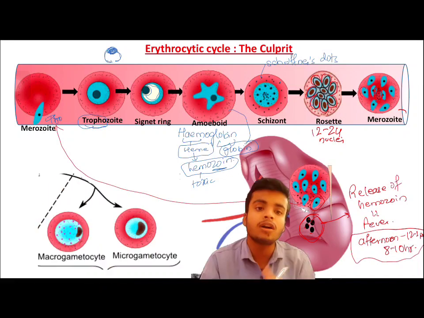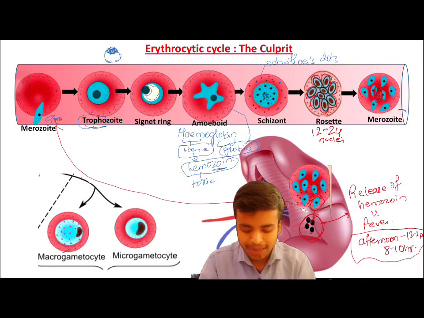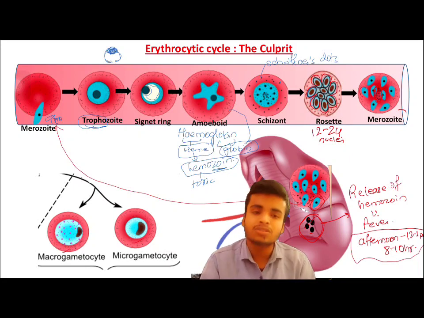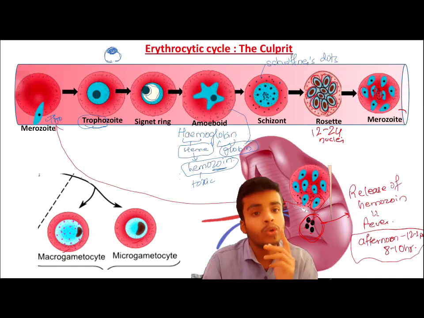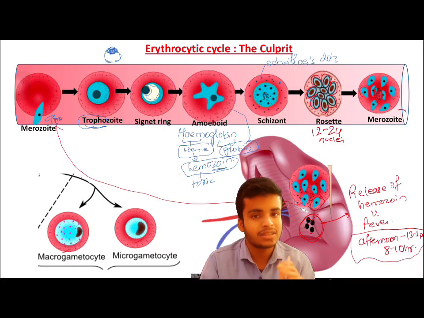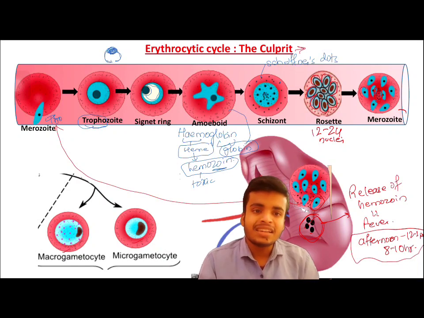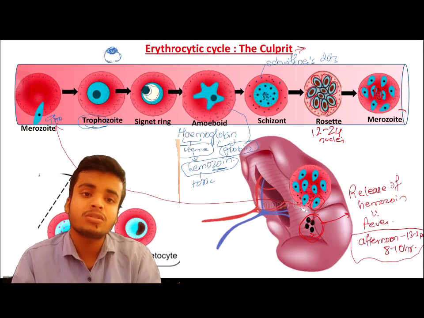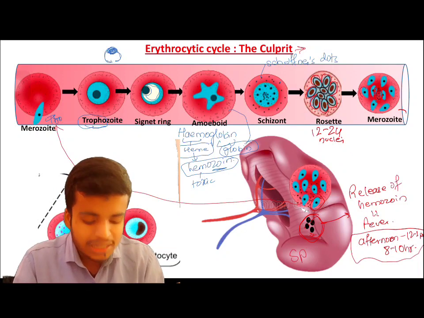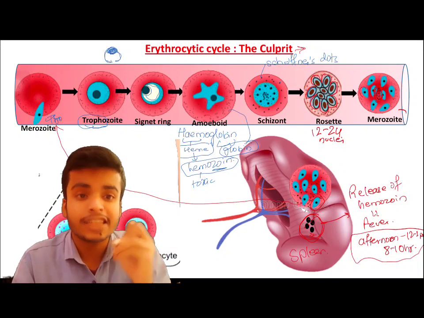But some of them will form gametocytes, and these gametocytes will be either macro or micro gametocytes. These will be taken up as a fresh blood meal by the mosquito, and that is responsible for gamogony. In the mosquito, we will be seeing gamogony in our upcoming lecture, not in this one. So basically, the erythrocytic cycle is the culprit for fever, and the fever is caused by hemozoin. That hemozoin is released in the spleen.